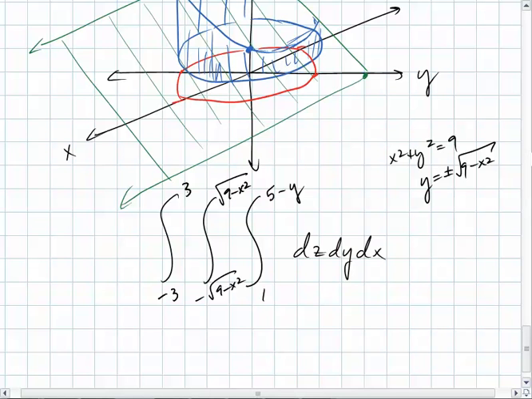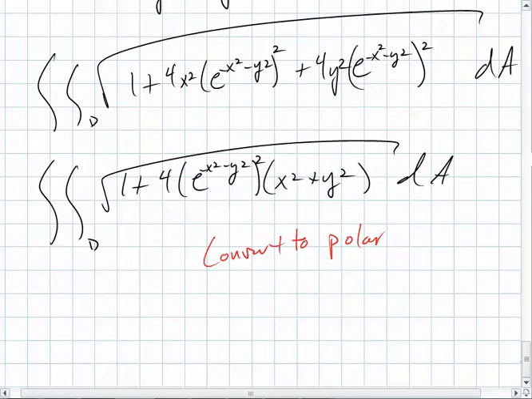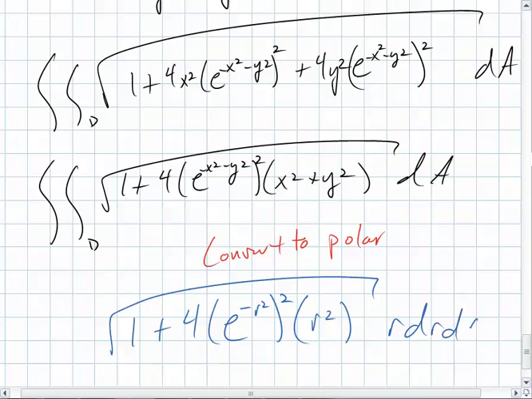It becomes really, really nasty once you try to integrate this. We're going to convert to polar. So what do you end up with? 1 plus 4 times e to the negative r squared times r squared. And then what does dA turn into? R dr d theta. Do you see that little hook that I put at the end of my radical sign right there? I really like that.